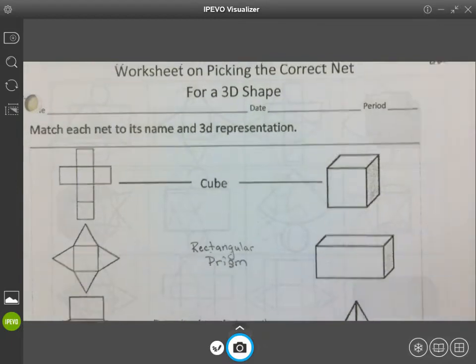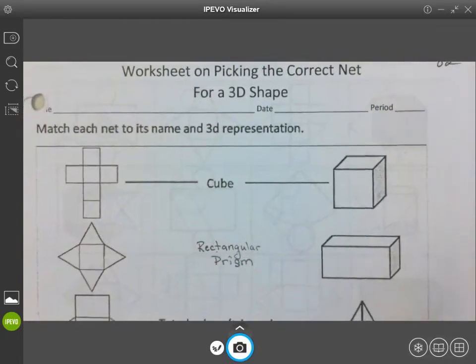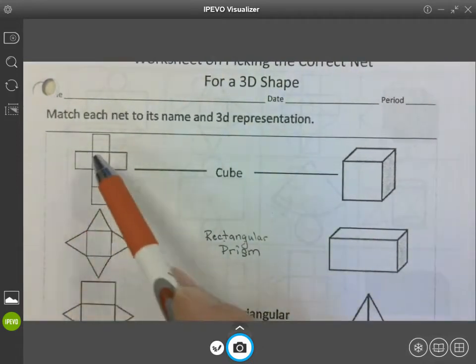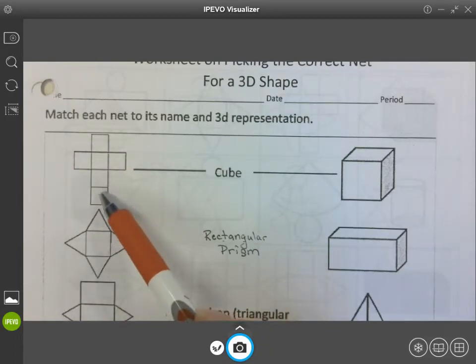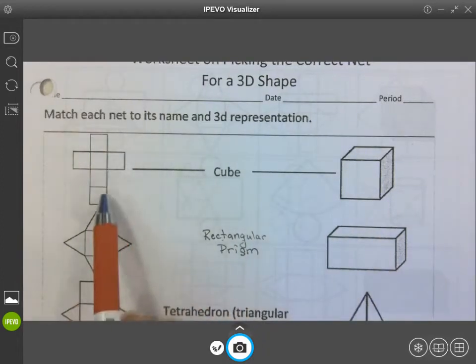All right, so we're on page 82 of our packet, and we are going to look at these nets. It says match the net. So these are called the nets. If we had a paper figure and we open it up, this is what it would look like. So they're showing you that this is your cube. All of these are squares.